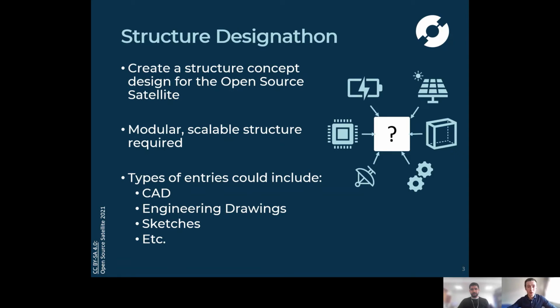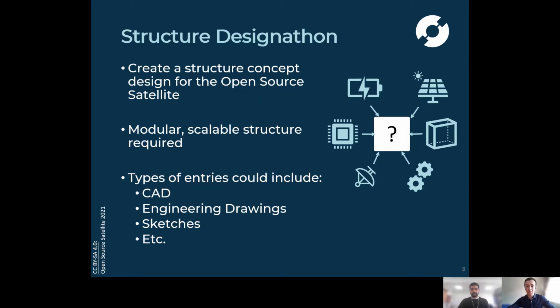That leads very nicely into why we're doing this designathon. So a satellite structure is a key element of spacecraft design, as it houses all of the satellite's units, protecting them from the space environment and ensuring that the satellite can survive launch. We're therefore looking for people who can create some structure concepts for the open source satellite.